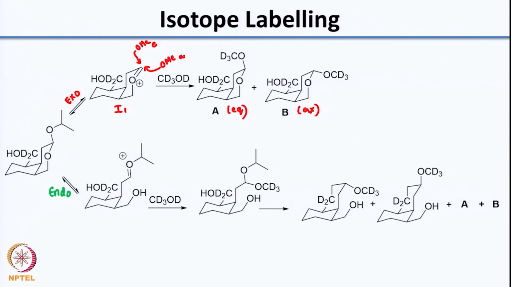Now when you look at the endocyclic pathway, what has happened is, now you have generated intermediate I2, and the mirror plane that we had earlier has now disappeared, because on one side you have CD2OH and on the other side you have CH2OH. So the introduction of this CD2OH has destroyed the mirror plane. So the mirror plane is gone.